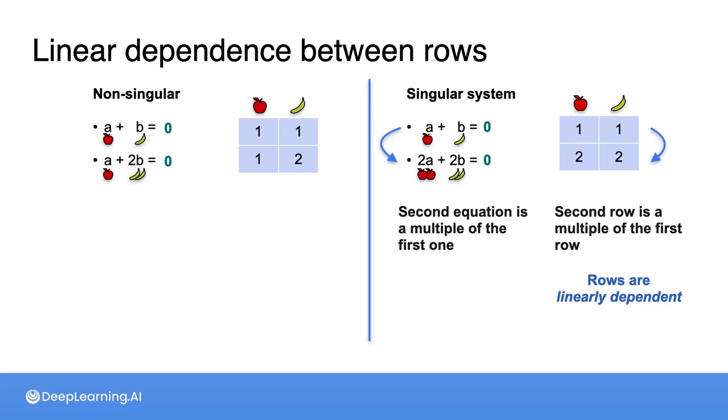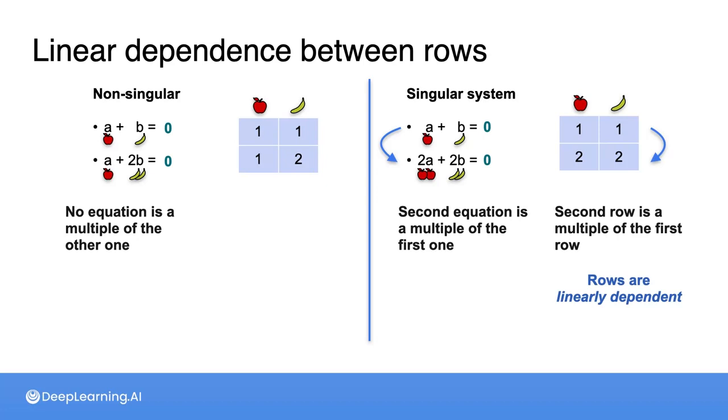In contrast, in the non-singular system on the left, the second equation is not a multiple of the first one or vice versa. There's no constant that I can multiply the first equation by to get the second equation, or vice versa. This is why the system is non-singular. Each equation tells you something completely different.